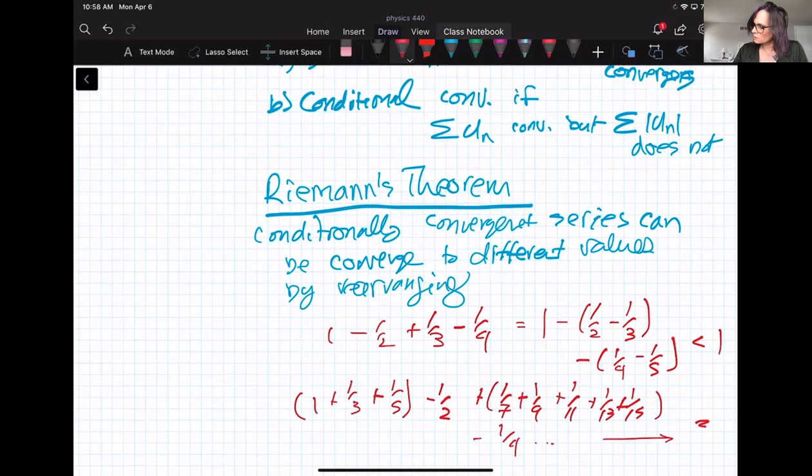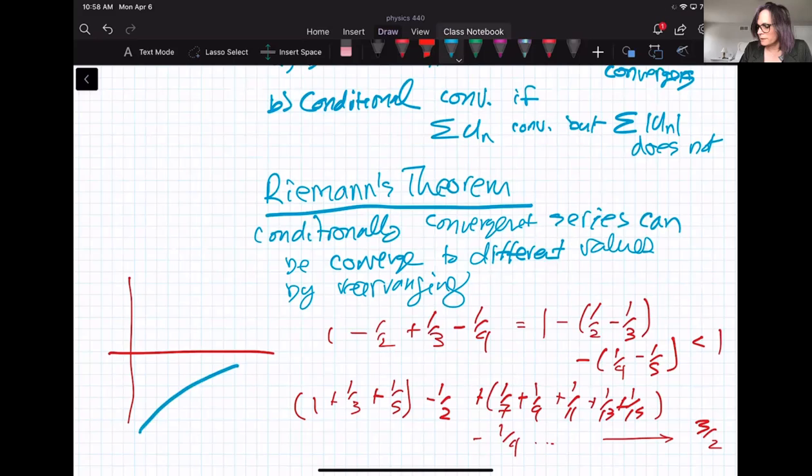That converges to 3/2. In other words, if you look at how you're converging these series, you may be converging to a positive number or a negative number if they are conditionally convergent. It depends on how you group these terms, which is not something that you can see with absolutely convergent series.